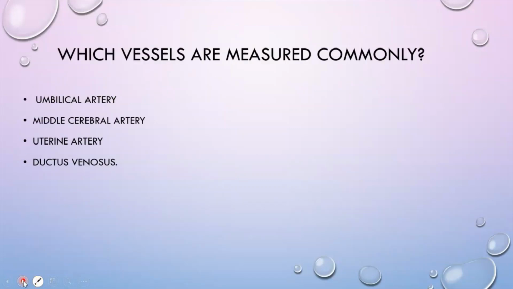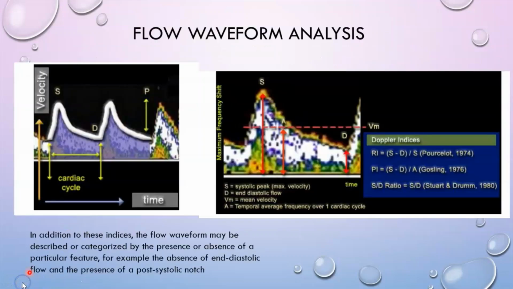Now friends, let me tell you which vessels are measured commonly. That is umbilical artery, middle cerebral artery, uterine artery and ductus venosus. Now, what are the waveforms which are commonly analyzed to describe the diseases? So, as you can see, this is the cardiac cycle, this is the systolic peak, this is the end diastolic flow, this is the mean velocity.